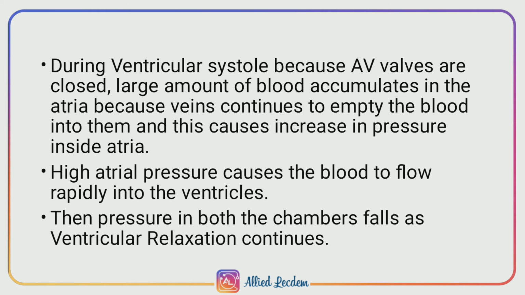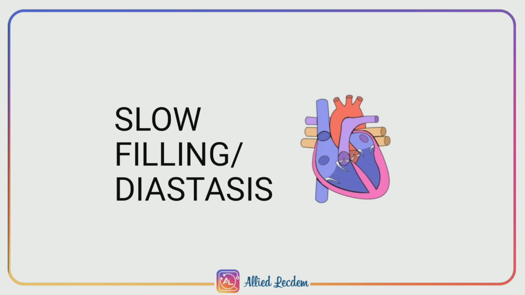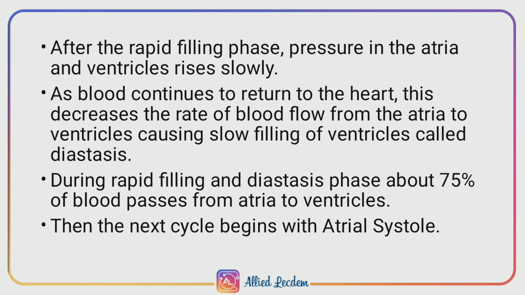Then the pressure in both the chambers falls as the ventricular relaxation continues. Slow filling, or the diastasis. After the rapid filling phase, pressure in the atria and the ventricle rises slowly. As the blood continues to return to the heart, this decreases the rate of blood flow from the atria to the ventricle, causing slow filling of the ventricle, known as the diastasis. During the rapid filling phase and the diastasis phase, about 75% of blood passes from the atria to the ventricles.